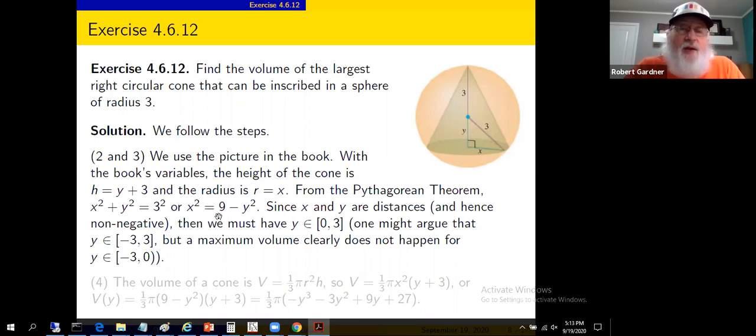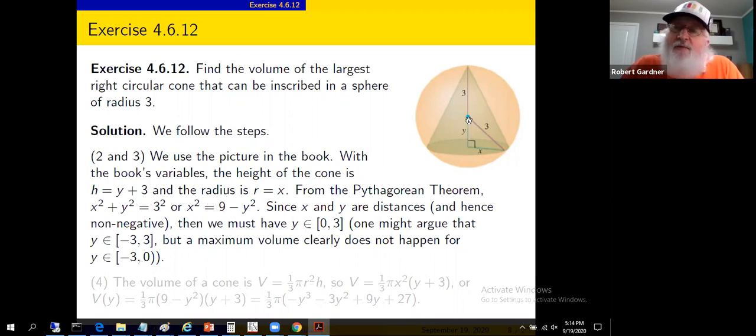If you like, x squared is 9 minus y squared, and we could take the square root there. Let's hold off on that for a moment. But we've got a relationship between x and y. X and y are distances, so they've got to be non-negative. So what physical constraints does that put, say, on y? We're going to end up doing this in terms of y. Y could be as small as 0.